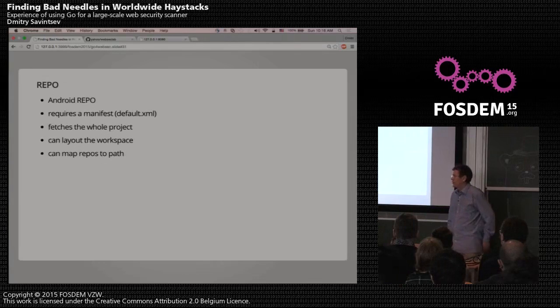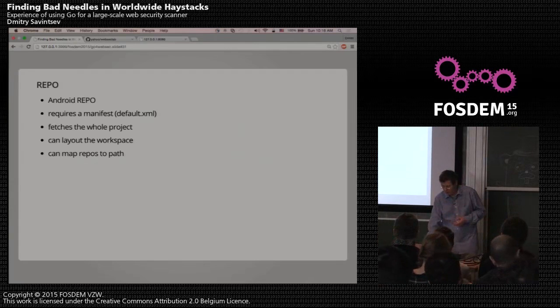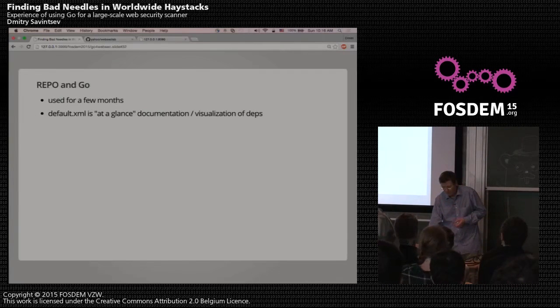One of the ideas we explored is using the Android Wrapper tool. That's a tool for managing a number of dependencies. It requires a manifest, a default.xml. It specifies the sources and the paths, and it fetches the whole projects. It can be used to lay out the workspace and map wrappers to the path.